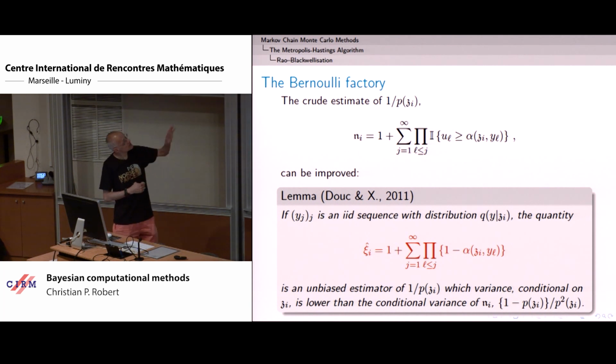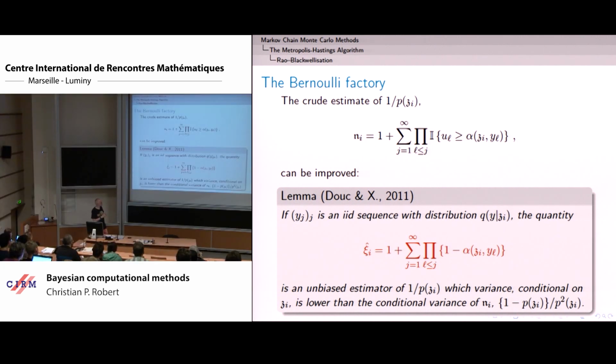And so if you can get some noise out of this indicator, of this product of Bernoulli variables, then you gain in terms of variance. And one way of reducing the noise is to replace the indicator by its expectation, which is 1 minus alpha. And the uniform is larger than alpha with probability 1 minus alpha. And so that one is an unbiased estimator of 1 over p of the die, which of course brings a reduction in the variance of the Monte Carlo estimator.